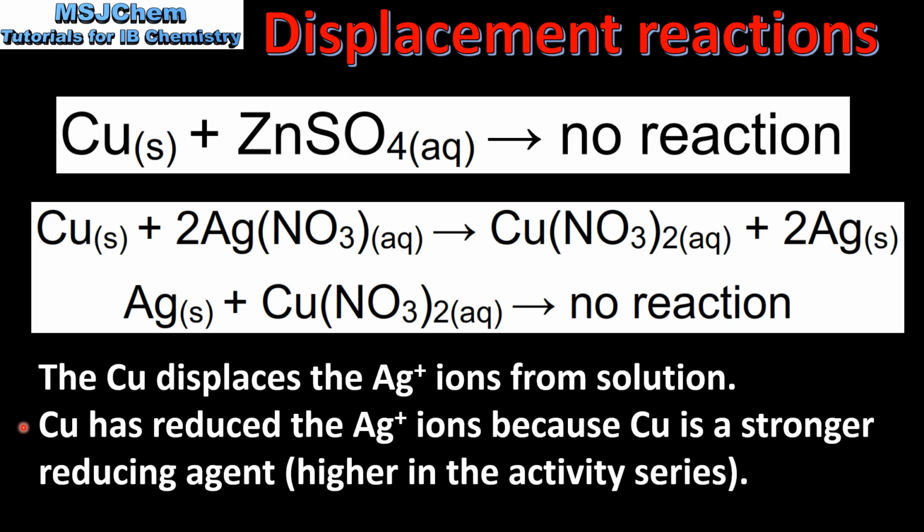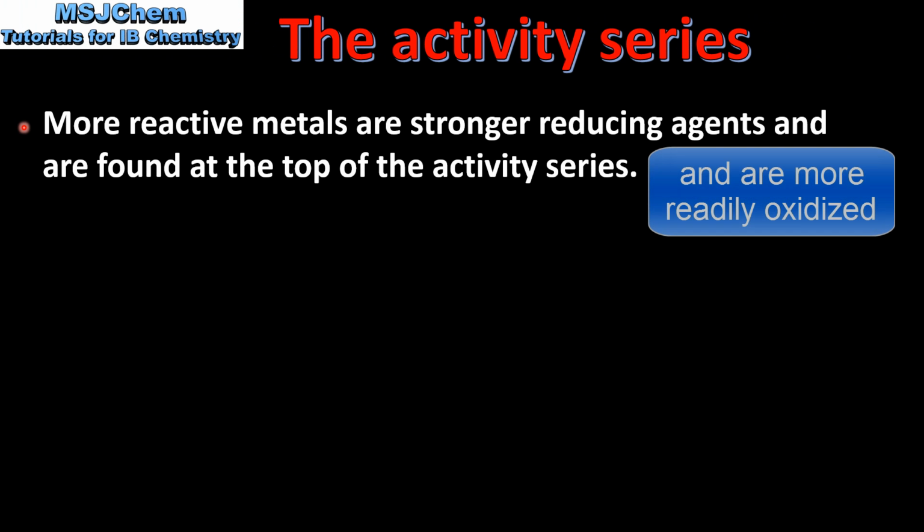The copper has reduced the silver ions because copper is a stronger reducing agent. It's higher in the activity series. In the second equation, a piece of silver is added to an aqueous solution of copper nitrate and we get no reaction. This is because silver is a weaker reducing agent and it's unable to reduce the copper ions in solution. Let's end with a summary.